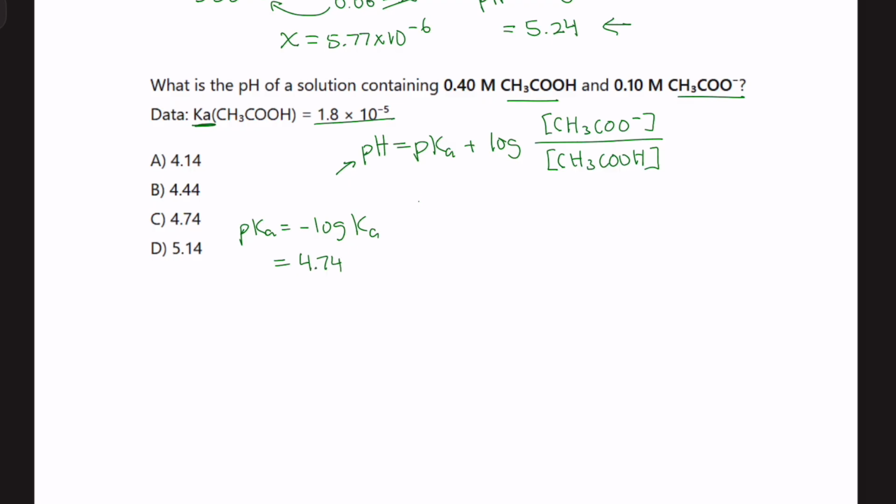And now I can plug my values into the equation. So 4.74 plus log of the base, so 0.1 over 0.4. And if you calculate this, you'll get 4.14. So option A.